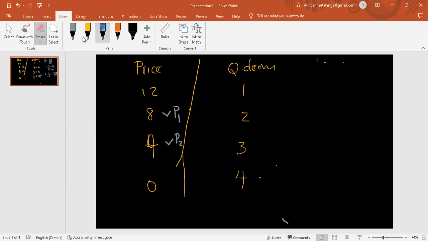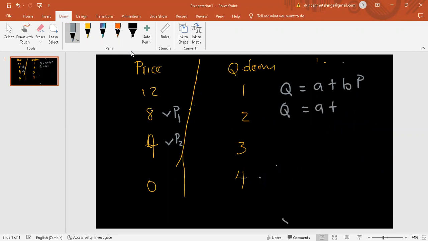Okay, so let us find A. Now we know that our general function, we have said Q is equal to A plus B P. Since we have found B, we can rewrite this as Q is equal to A plus, what is our B? We found 0.25. It was a negative, isn't it? So this will become a negative. Let me just put it here because I know there are people who suffer with the negative and the positive.